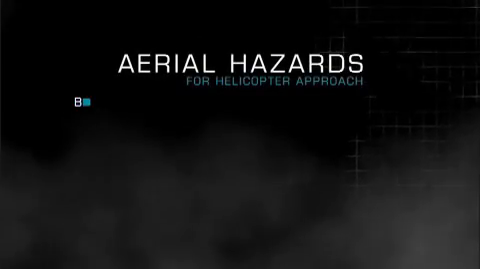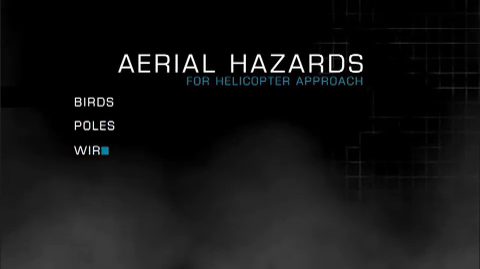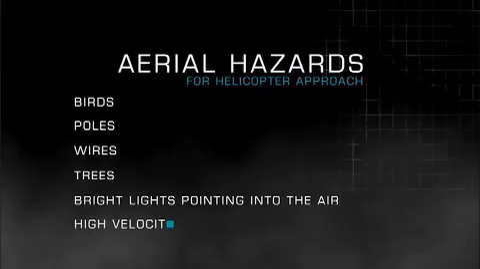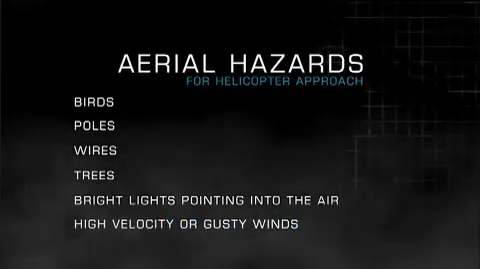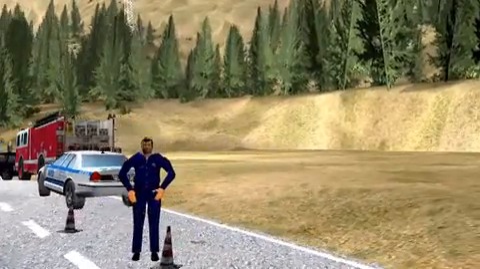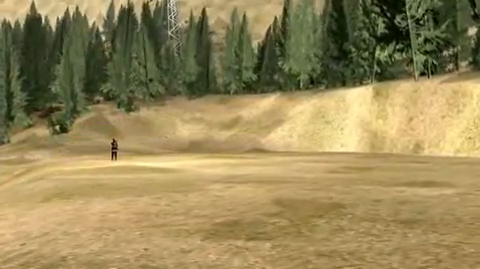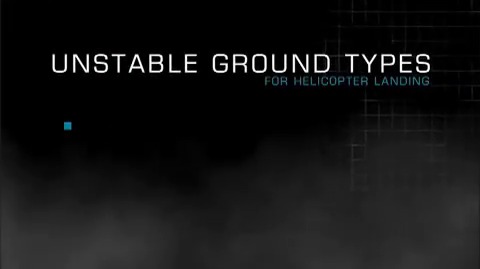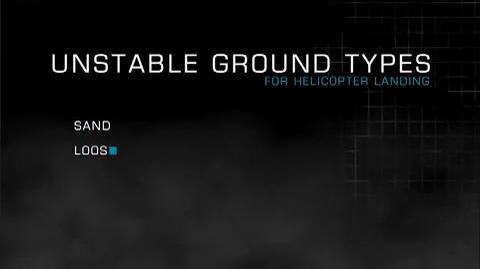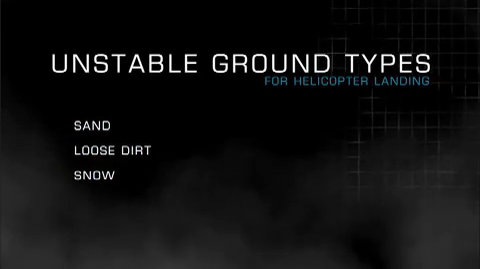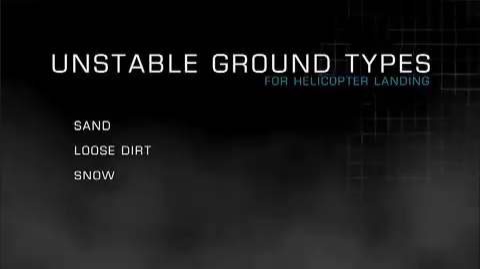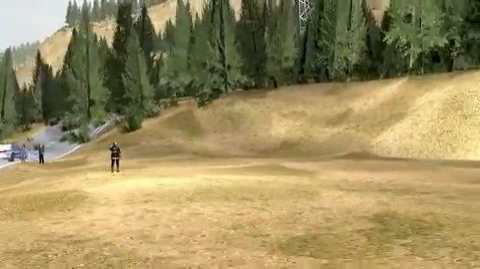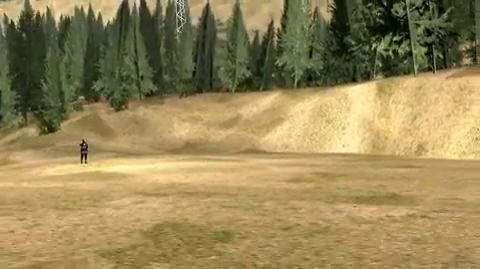Aerial hazards include birds, poles, wires, trees, bright lights pointing into the air, and high velocity or gusty winds. The LZ must be flat enough and solid enough to support a helicopter. The stability of the LZ must be carefully determined as well. Sand, loose dirt, and snow are all potentially unstable ground types. Even the most stable ground should have as little slope as possible, usually less than 5%.